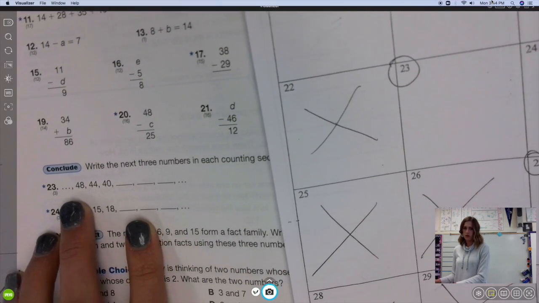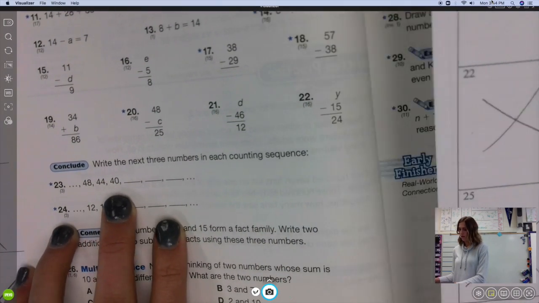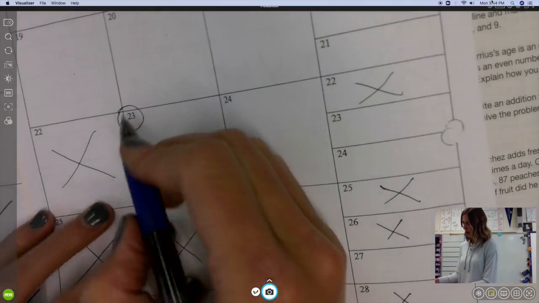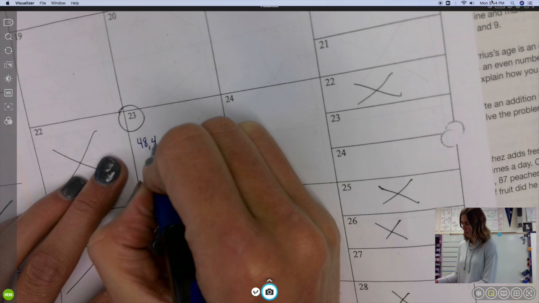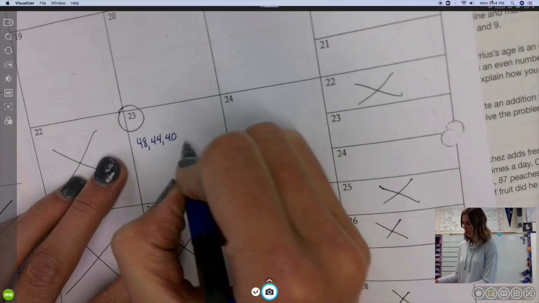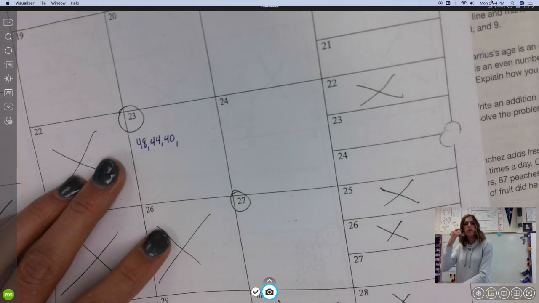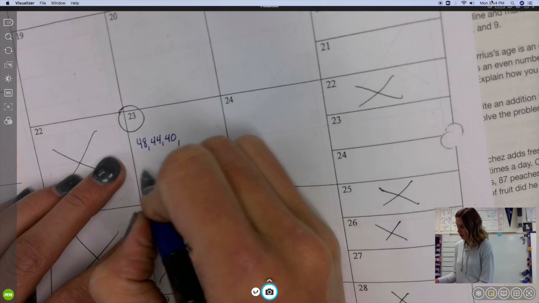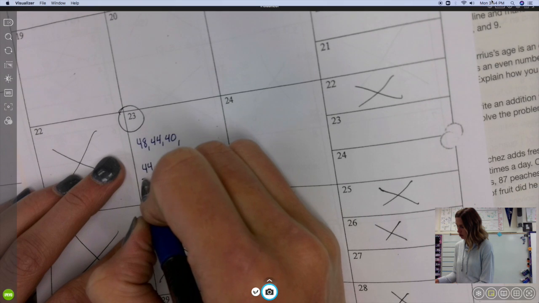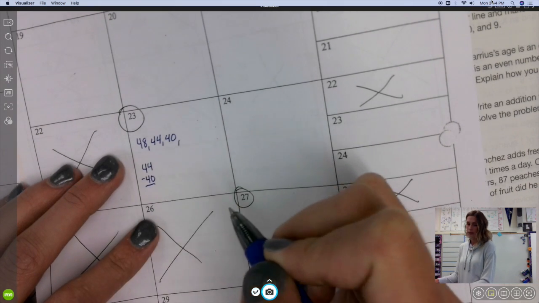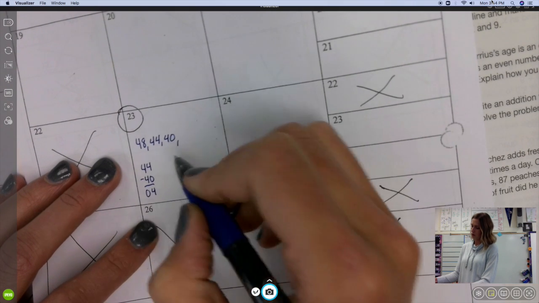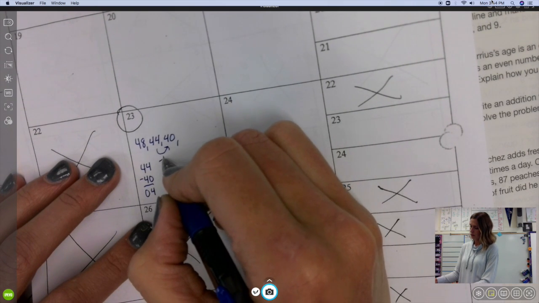So we've got 48, 44, 40, and we need to find the next 3. So that was 48, 44, 40, and then we need to find the next 3. So what is that going down by? Well, if I just take and subtract 2 of those numbers right next to each other, it'll tell me. So 4 minus 0 is 4. 4 minus 4 is 0. So I'm going down by 4.